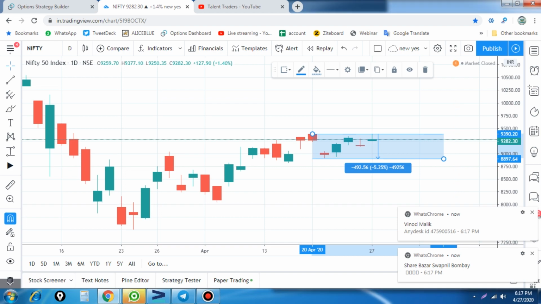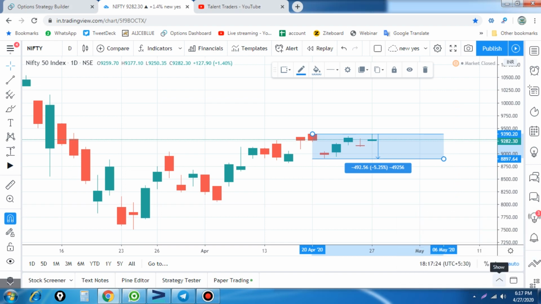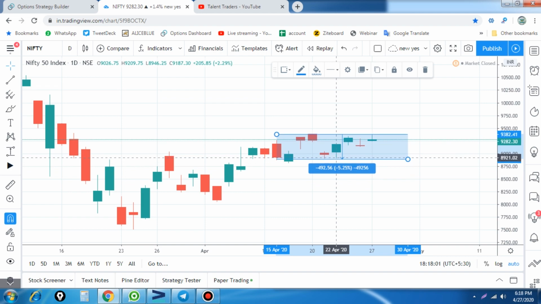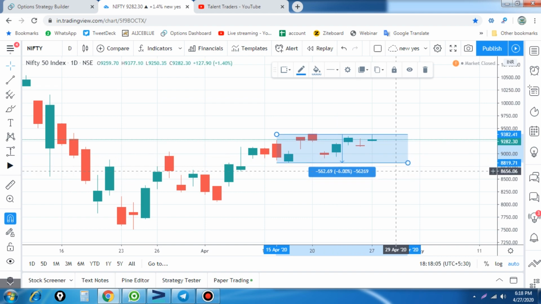Between 8,897 and 9,390, almost 9,400, is where the Nifty made its maximum over the last 5-6 days, from 20th April. That was the highest price, and after that it fell down to the 8,900 level and is again recovering, trading in the range of 8,900 to 9,400. If you want to take the Nifty's range from some days earlier, from 15th April the Nifty was trading around 8,800. So these are the levels.